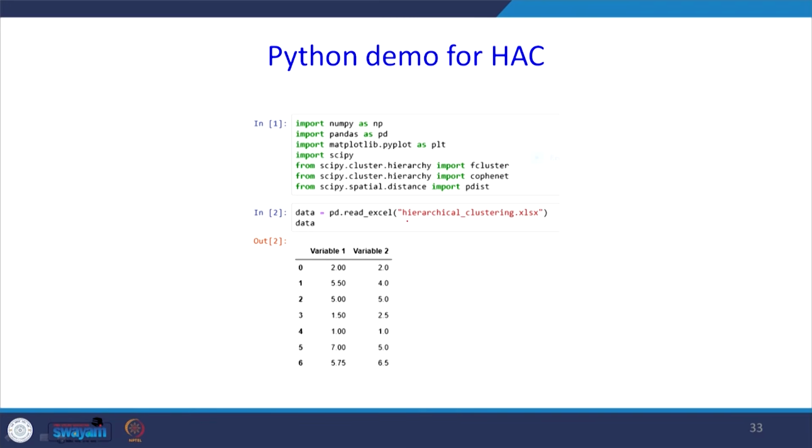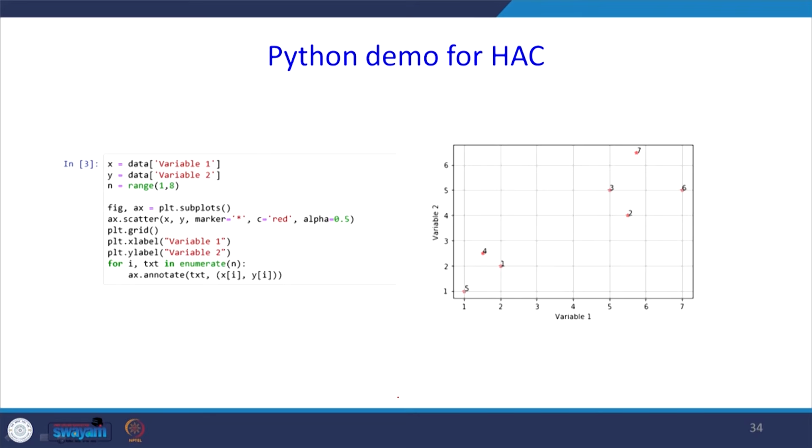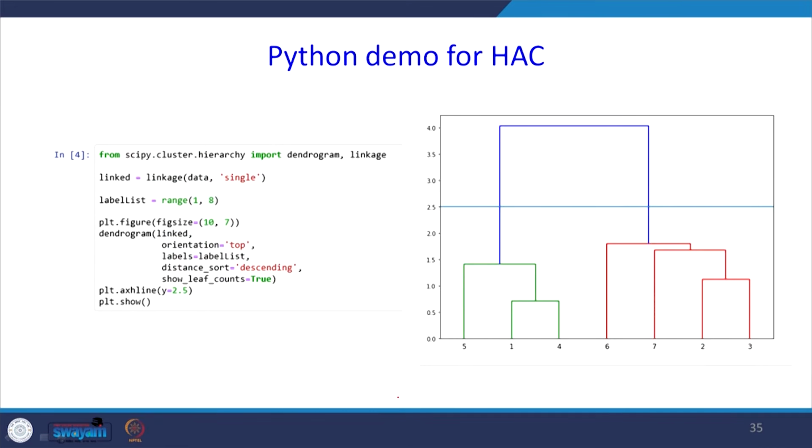So, I have data in hierarchical clustering. This was our data set. For this data set, we have plotted the 2-dimensional picture. In that all the objects are displayed. Now, when you run this command, from scipy.cluster.hierarchy import dendrogram, linkage, you will get this kind of pictures.